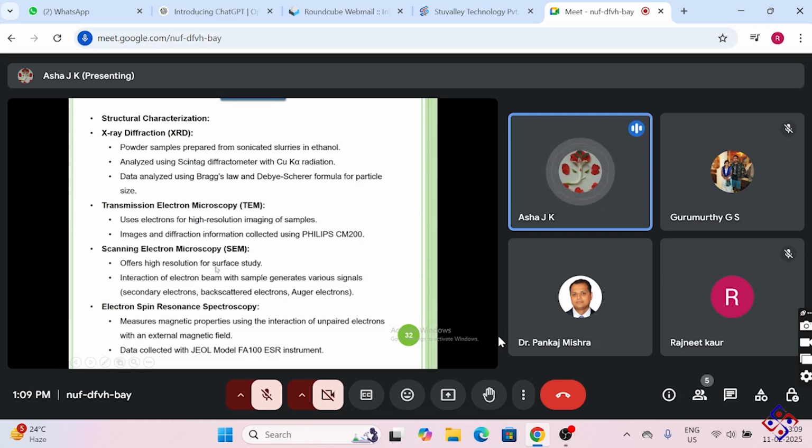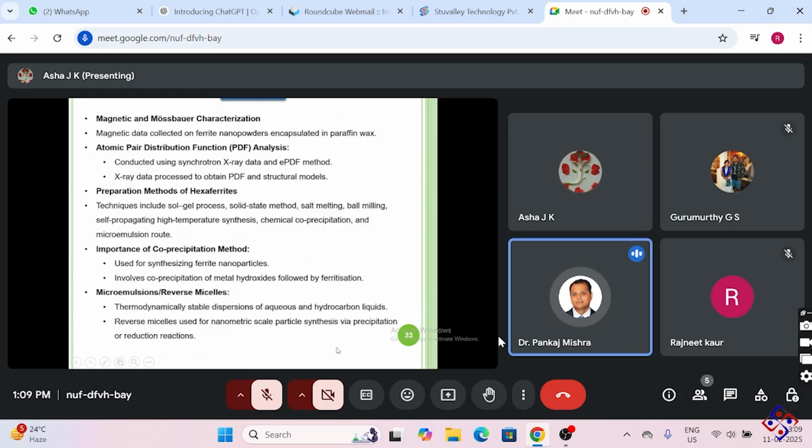And in the case of SEM, which offers high resolution for surface study, the interaction of the electron beam with the sample generates various signals. And electron spin resonance spectroscopy measures magnetic properties using the interaction of unpaired electrons with an external magnetic field, with data collected using the JEOL model FA100 ESR instrument.